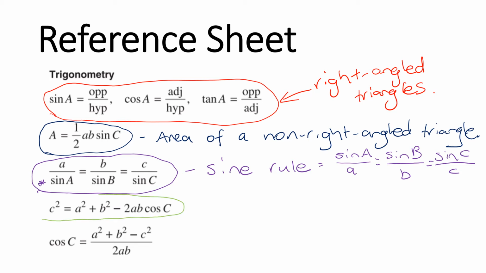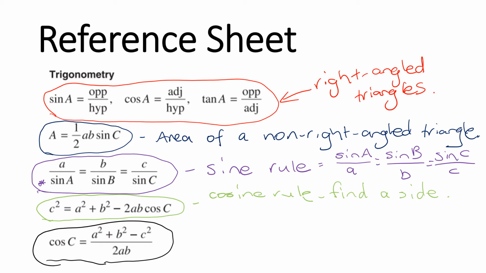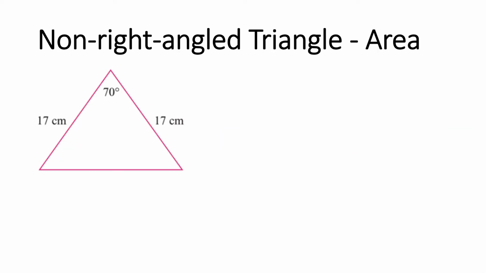This one here is the cosine rule for finding a missing side. And lastly, this one here is the cosine rule, and it's to find an angle. So let's have a look at some examples.